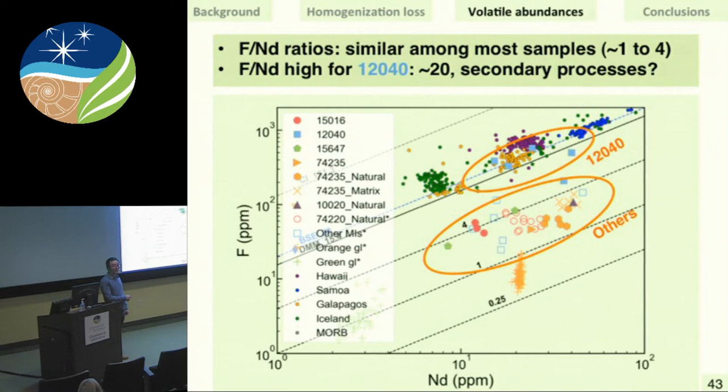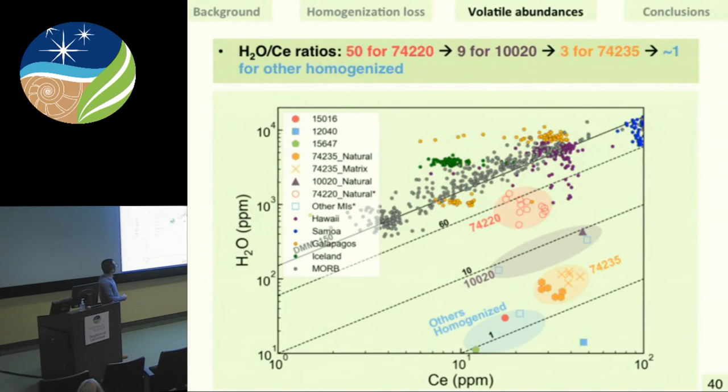One exception is data from 12040. It has slightly higher fluorine over neodymium ratios compared to all other lunar samples studied so far. And because this is currently the only sample we found to have different fluorine-neodymium ratios, we think that it might be due to secondary effects and not representative of the primitive information.